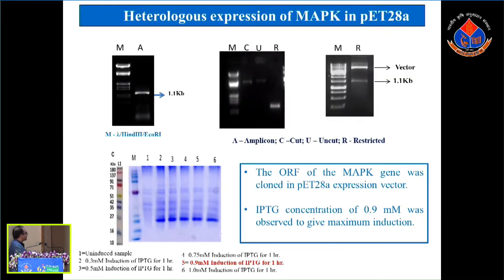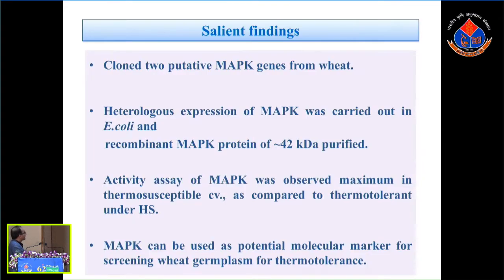You can conclude this particular thesis presentation with final conclusions, please. So these are the findings: two putative MAP kinases have been cloned, heterologous expression has been done, and the activity of the MAP kinase was observed.